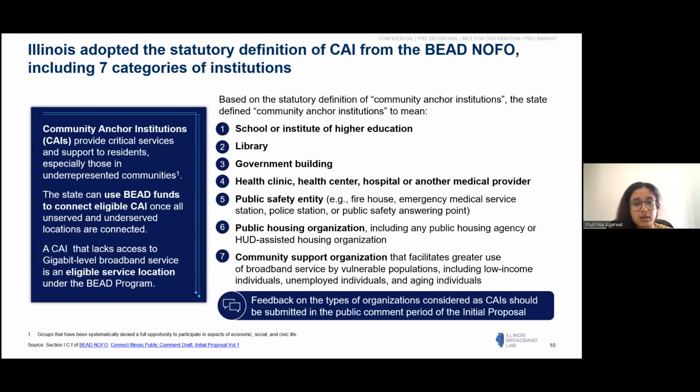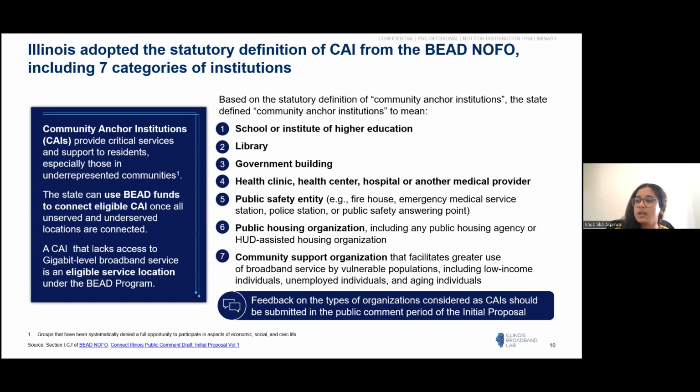A couple of things to note here. If there are any comments in terms of categories we might be missing for a CAI that should be included, that feedback can be submitted as part of the public comment that's open until October 31st. In the initial proposal, volume 1, we also have details on the various data sources that we have used to compile the list of organizations under each of these categories. That could be a helpful point to look at as you are going through the resources and providing feedback as part of the public comment, but that can also be shared during the BEAD challenge process itself. At that point in time, you can also share feedback on eligibility.